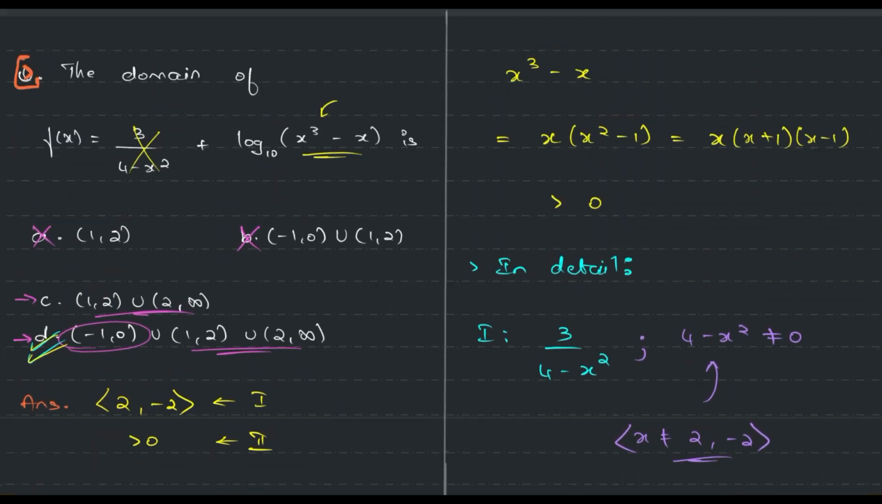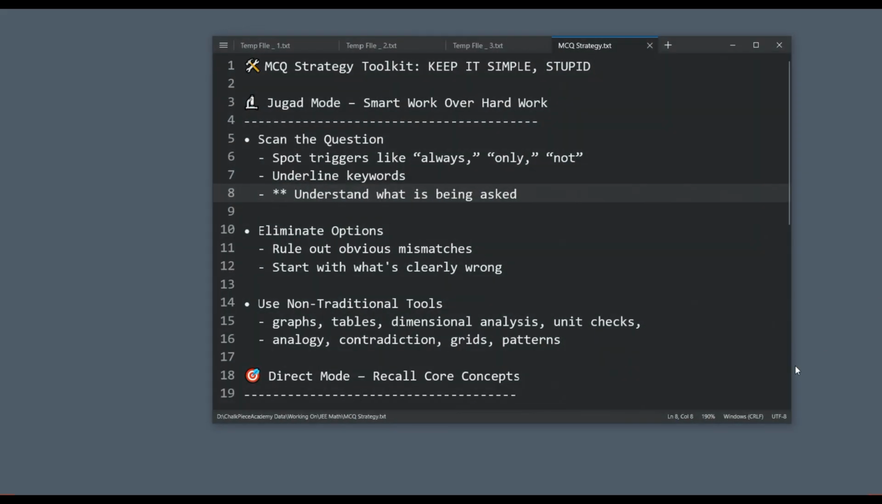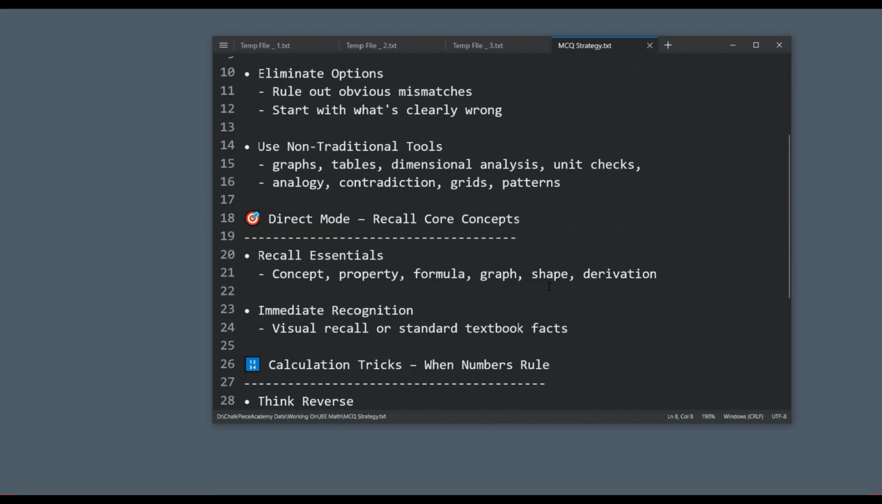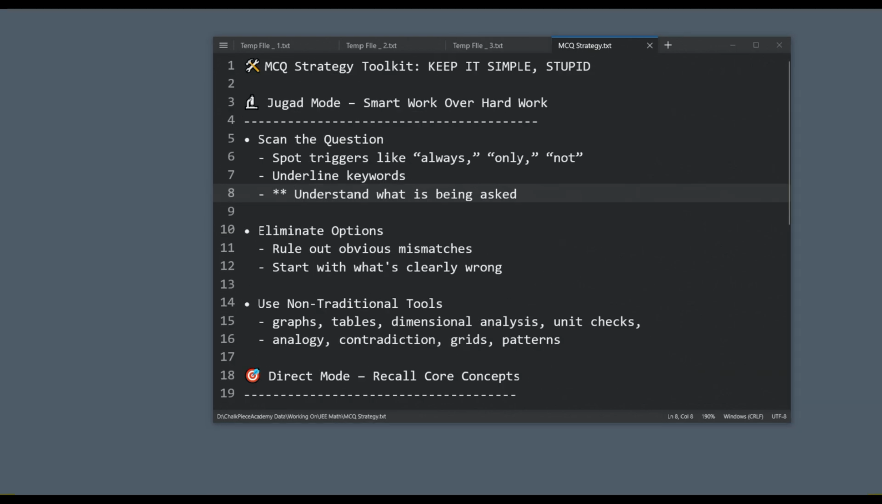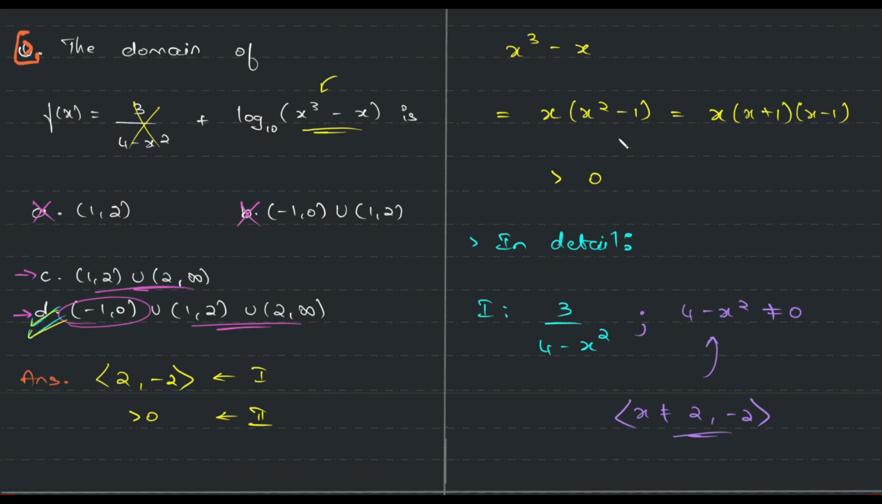Again, try to make use of the shortcuts, right, before going to direct mode. Okay, MCQs work best if we try to use the properties and understand the concept and apply it and jump to the answer.